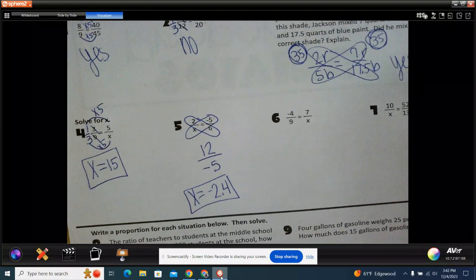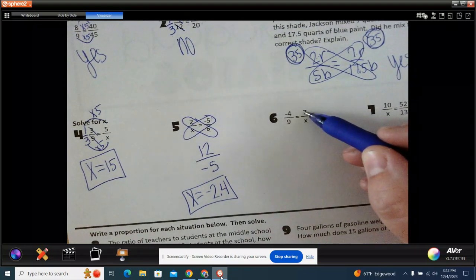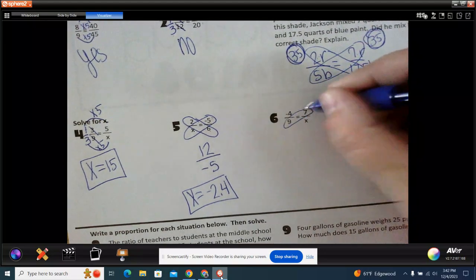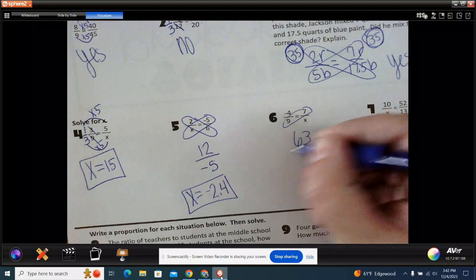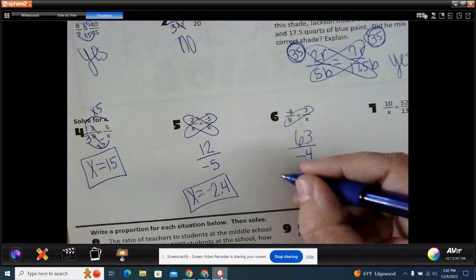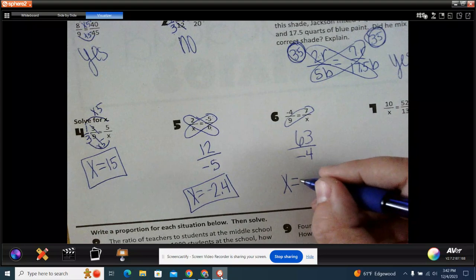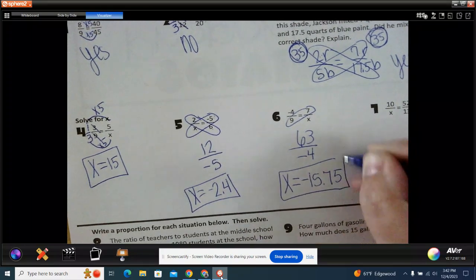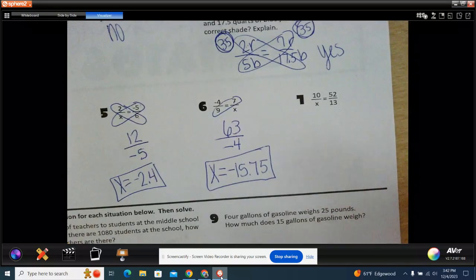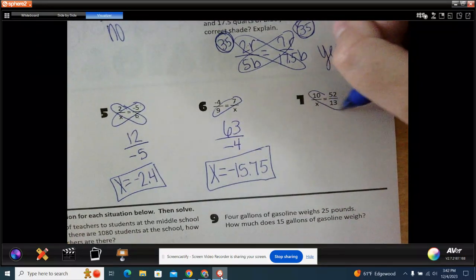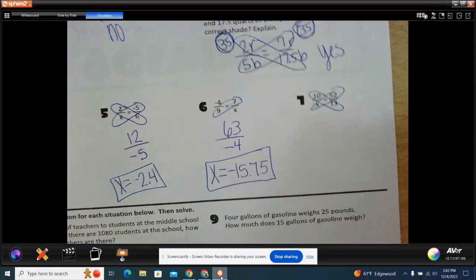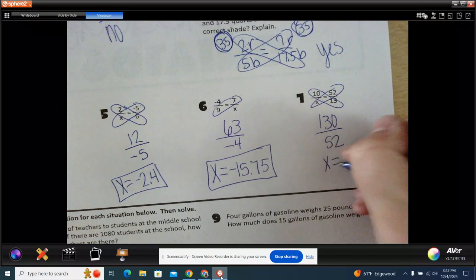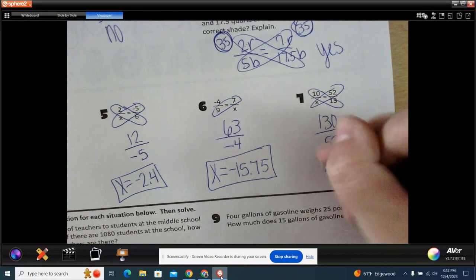Number 6, so again, I look from top to top, can't simplify from bottom to top. So I'm going to go ahead and multiply diagonally. 9 times 7 is 63, divided by -4, and I get -15.75. And then for the last one, we're going to cross multiply. 10 times 13 is 130, and then divided by 52, so x is 2.5.